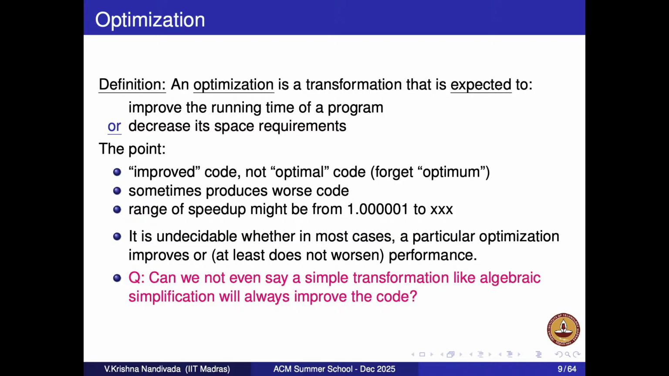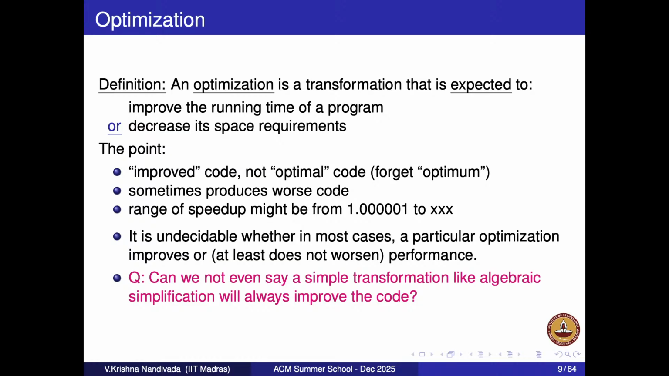Again, an optimization is something that is expected to improve the code. But remember, we are saying improved code. We are not saying optimal or optimum. It turns out it's undecidable. I'm using undecidable in the CS theory sense. It's undecidable in many cases to say, oh, this optimization will definitely improve.